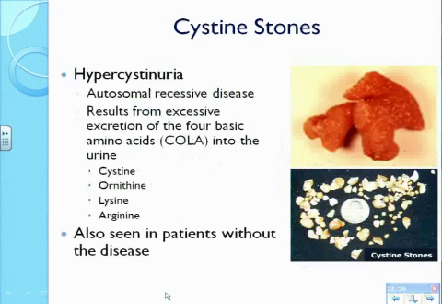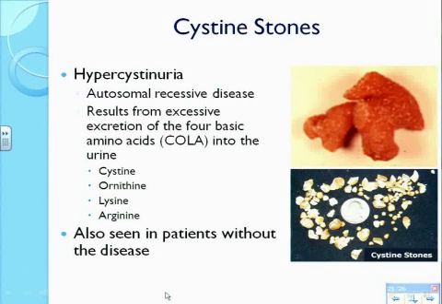Cystine stones are very rare, accounting for less than 1%. It's of course an autosomal recessive disorder. It results from excessive excretion of four basic amino acids called COLA, which is cysteine, ornithine, lysine, and arginine. It can also be seen in patients without the disease, but I'd say 99% of them is due to the autosomal recessive component. And you can see how many stones you'll find forming in these individuals.